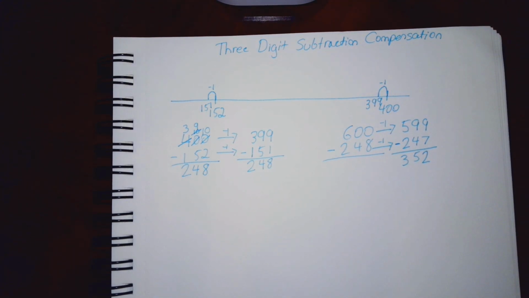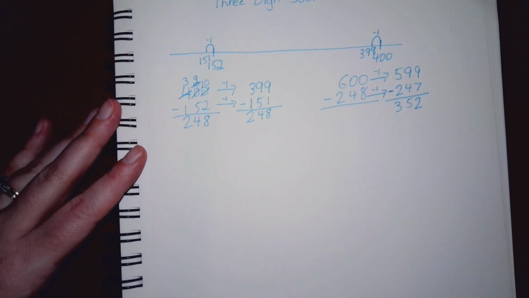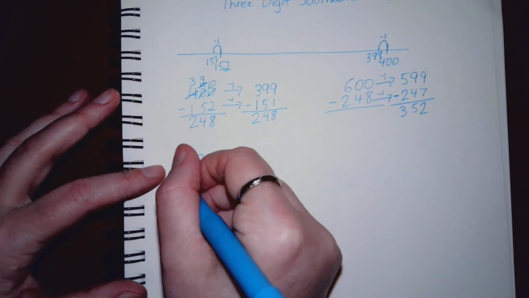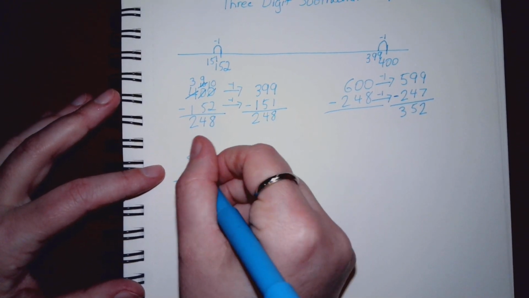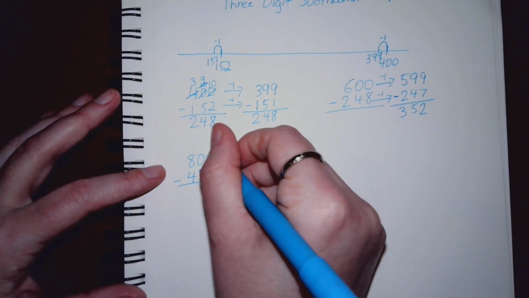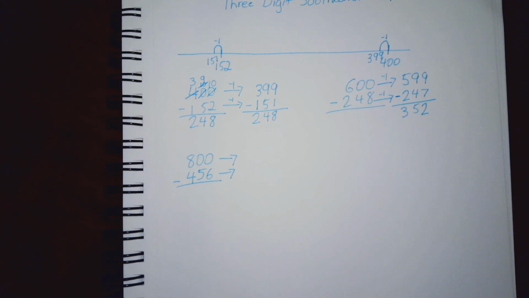Okay, so this one you are going to try. I want you to put this problem down: 800 minus 456. You're going to use compensation, so at this point I want you to pause the video and do the problem, and then come back and check it.